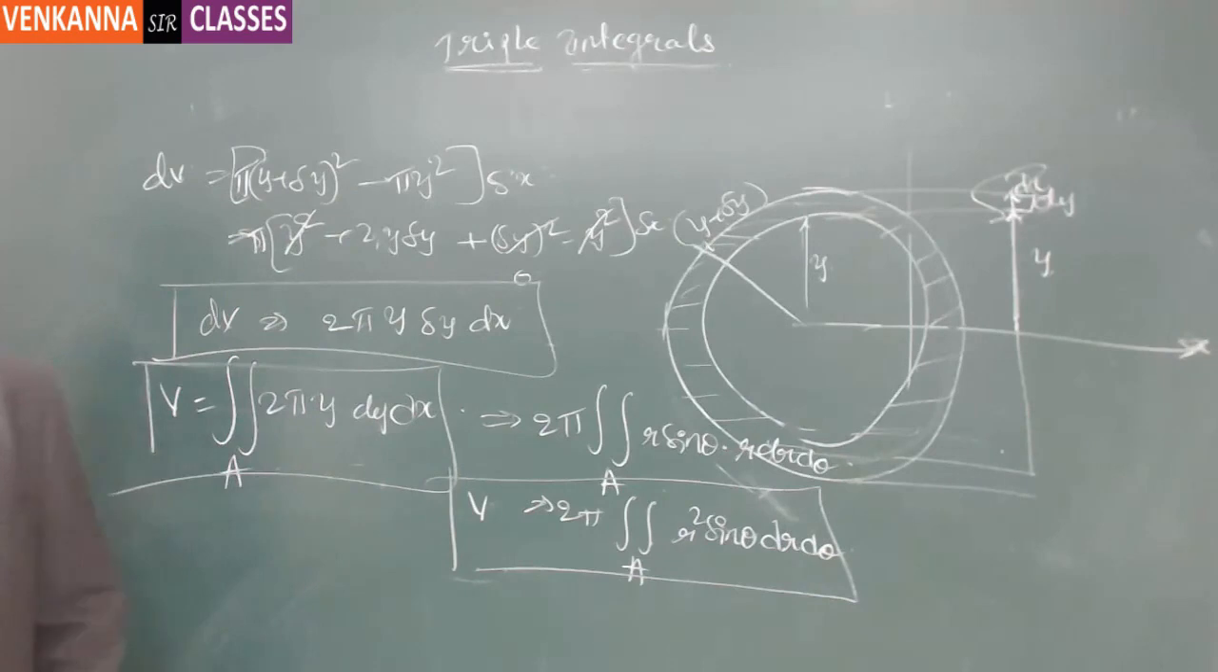Alright. So this is a brief recap of what we have discussed in the previous class. Once you understand this fact, you will be able to find out any kind of shape, if it is rotated, the volume that is getting generated. So understood, or do you have any questions on this?